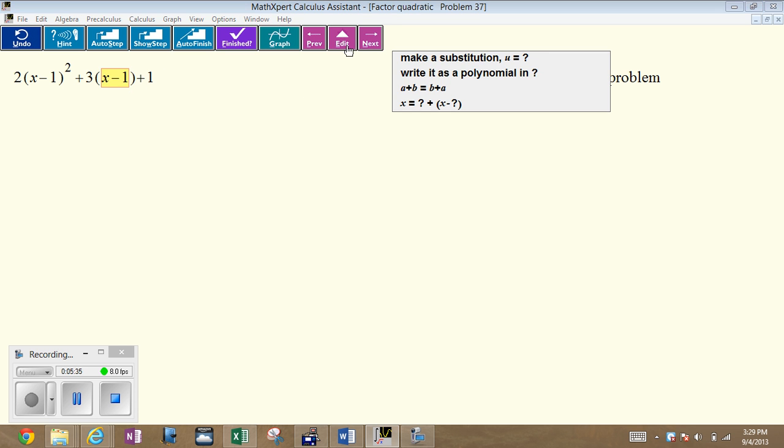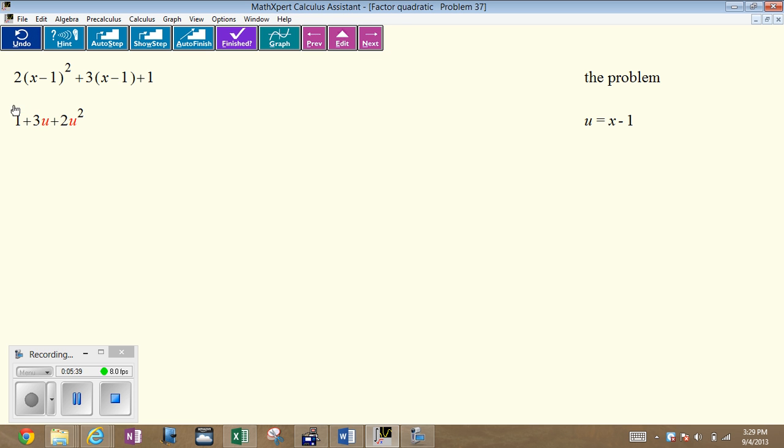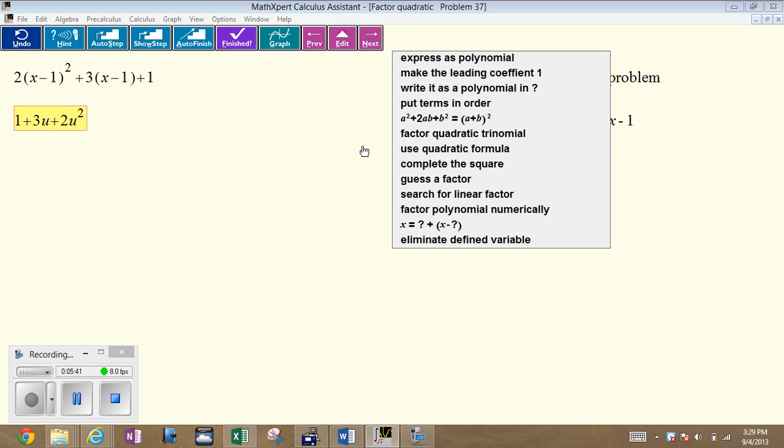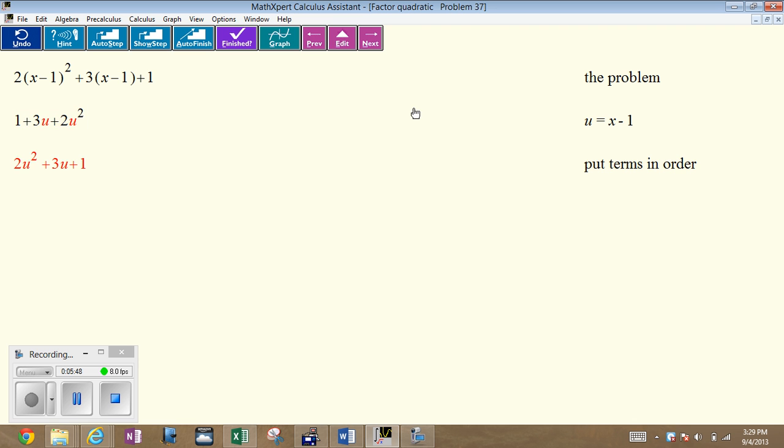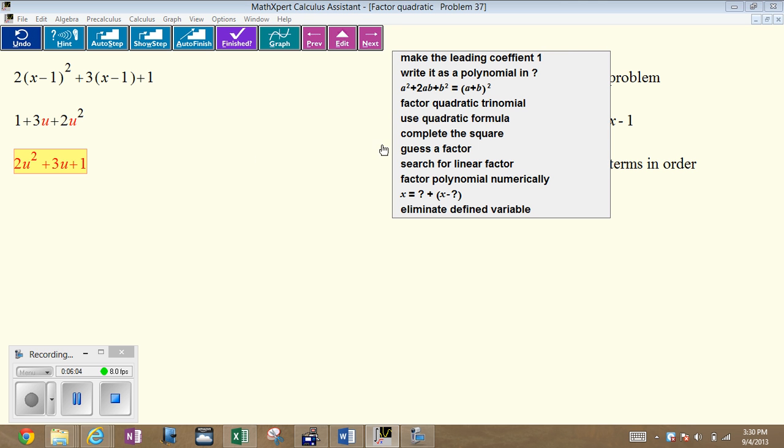We simply say, let that x minus 1 equal u, and for some reason this reordered the terms, no big deal. I put it back in the typical order, descending exponents. You're seeing this. U is now x minus 1. You're doing it by hand, a little sidebar calculation over here. U equals x minus 1. Factor that in terms of u.